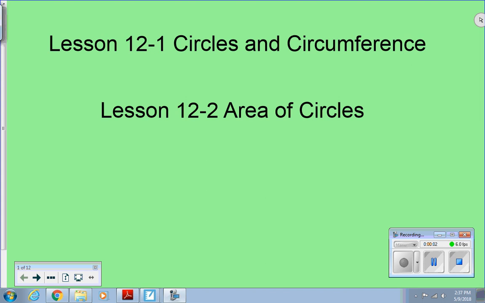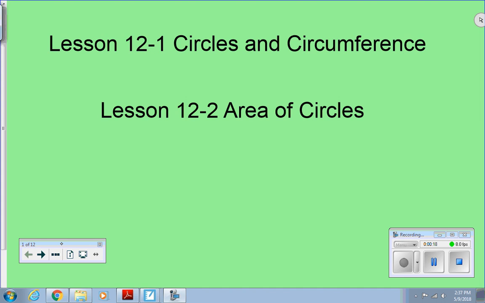Okay, so I have two lessons up here. We're not doing two. When I usually teach this, I put them together because I think they're pretty simple anyway. But we're just going to focus on one of them, and we're going to focus on the area of circles.